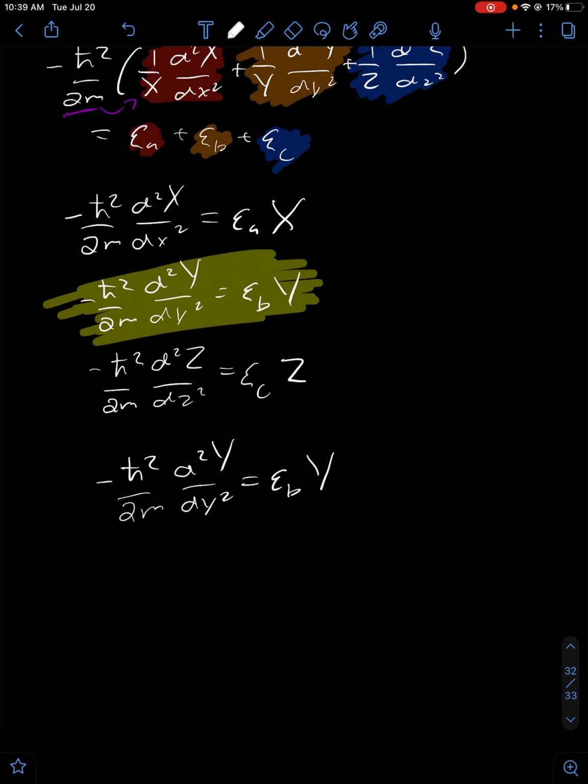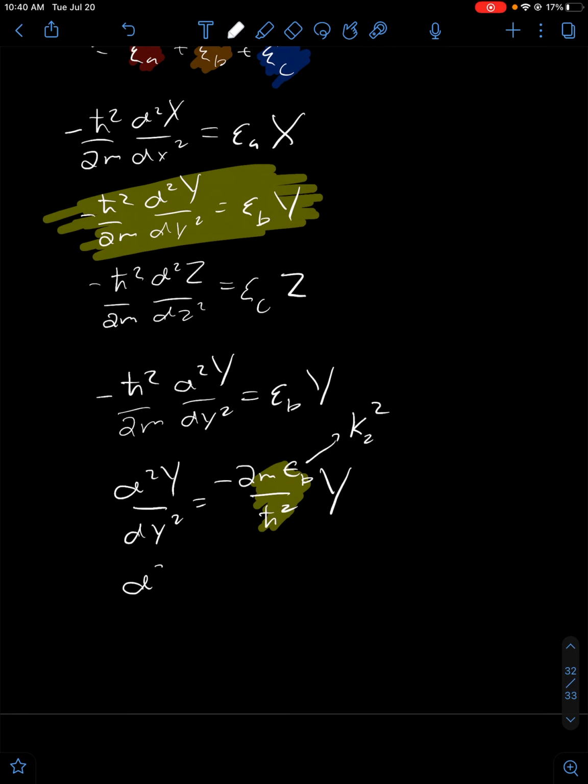So let's solve it for this case. Well, these aren't cases really, but you got the point. What we do here is multiply both sides by minus 2m over h bar squared. So now we have minus 2m epsilon B over h bar squared times Y. We can then define this as k2 squared. And then we have the second derivative of Y is minus k2 squared times Y.